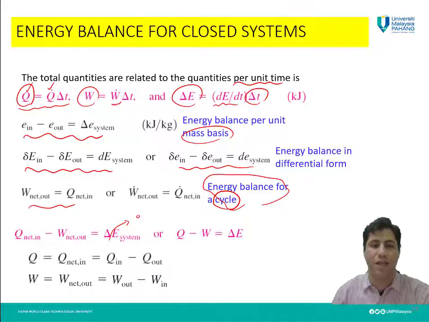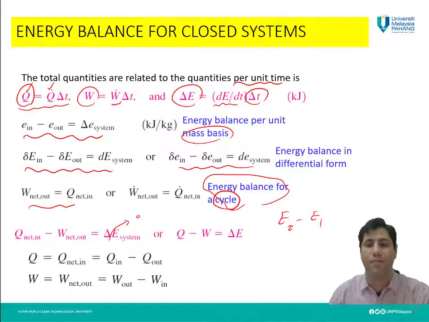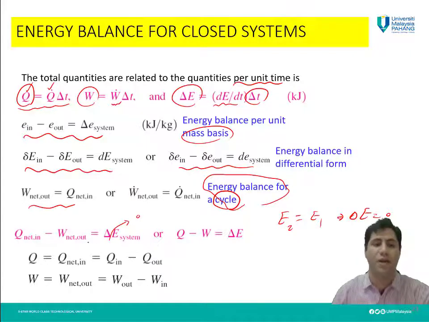In other words, delta E of the system means E2 minus E1. For a cycle, E2 and E1 are identical. So delta E for a cycle will be 0. Then this delta E of the system, the change in the internal energy for a cycle, is 0. Then Q net will be equal to W net, or the whole work which comes to the system or goes out from the system will be equal to the work which is done by the system or on the system.